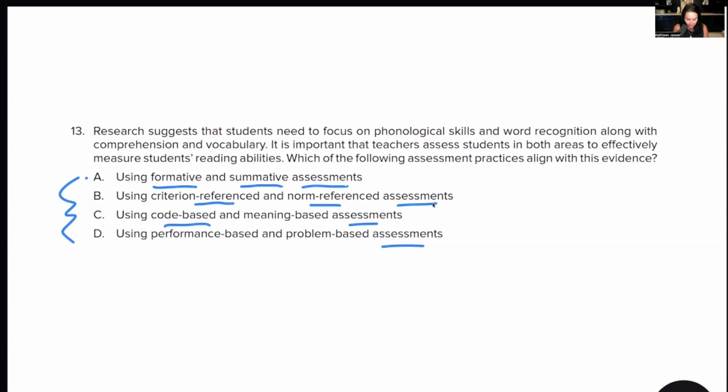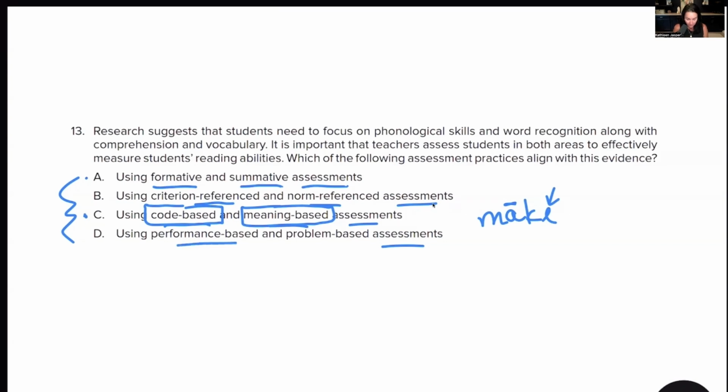C, using code-based and meaning-based assessments. Okay, so this has to do with code-based is phonics and meaning-based is vocabulary or comprehension. When we teach phonics, we are teaching students the codes in words. For example, in the word make, there's a code here. This A is long because of this silent E. That's the rule or the code inside the words. So that's phonics. Meaning comes later. And that is one where we're assessing comprehension. What does it all mean? How does it all come together? So these are two different types of assessments I like as well. I'm going to put a dot next to C. So A and C are in the running.